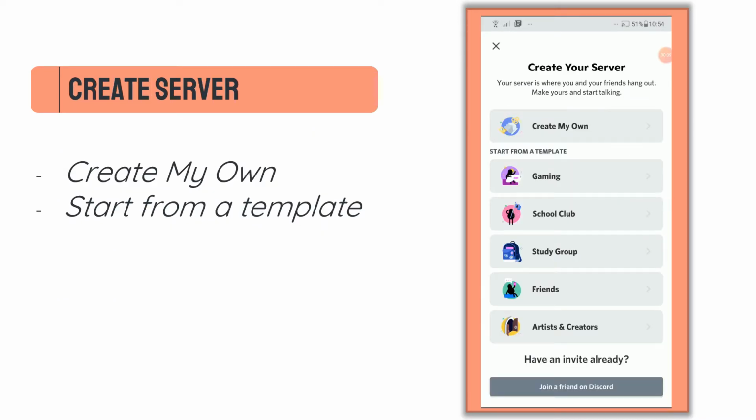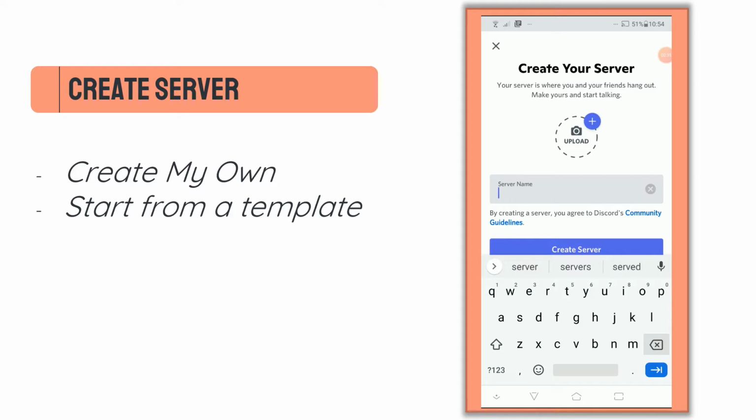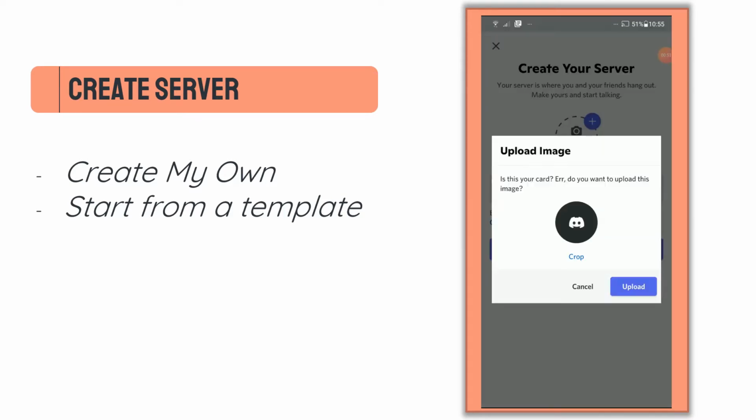While creating your own server, you have 2 options: create my own or start from a template. We'll use a template because it will greatly speed up the permission that we will be using for this server. Let us choose study group and for me and my friends. You can customize the name of the server and upload an icon by clicking the plus button. This will make your server more organized.